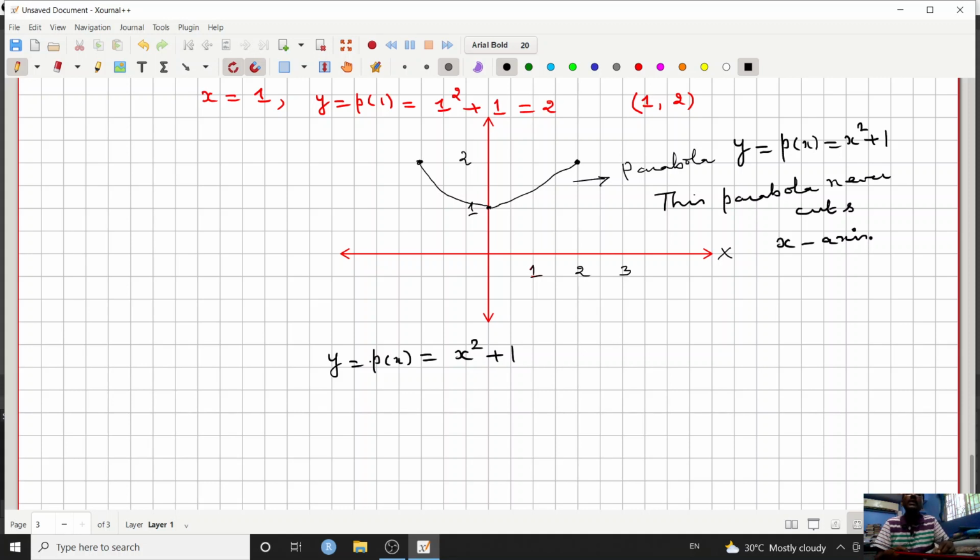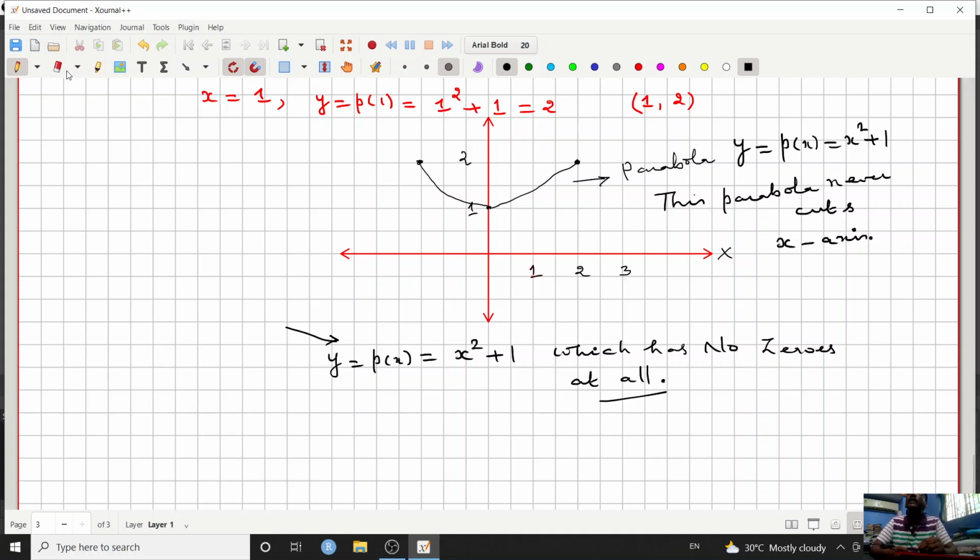This is an example of a quadratic equation which has no zeros at all. So there can be quadratic equations without zeros.